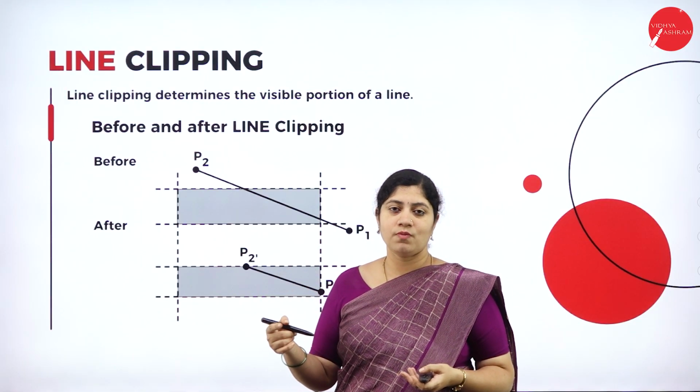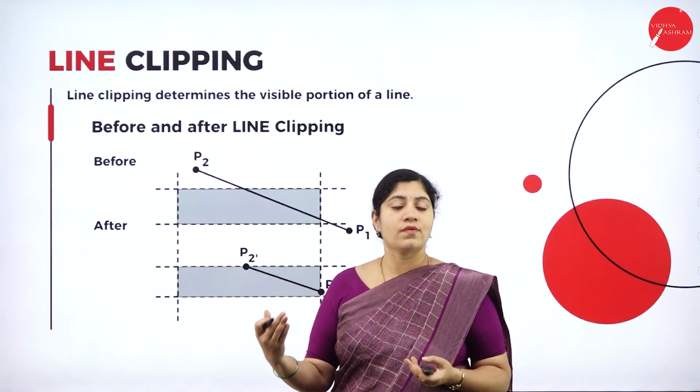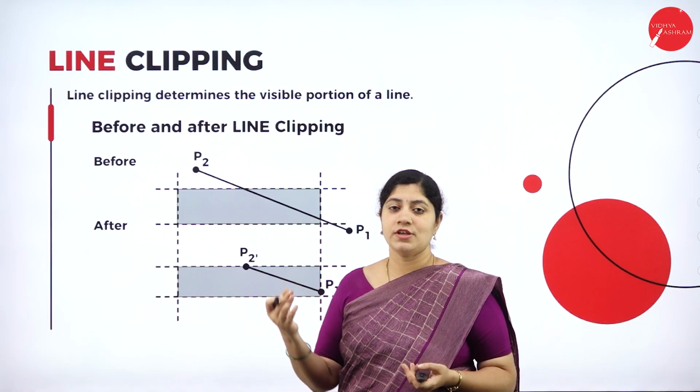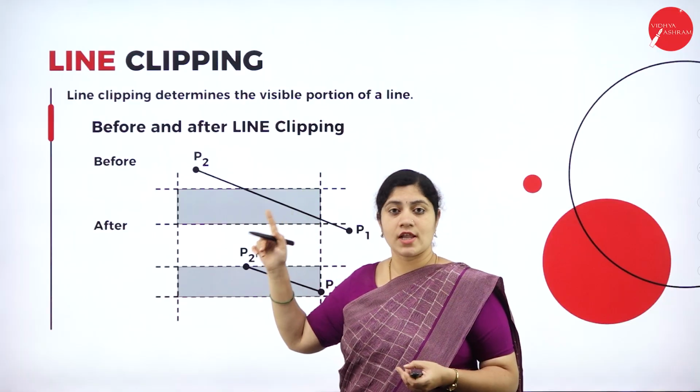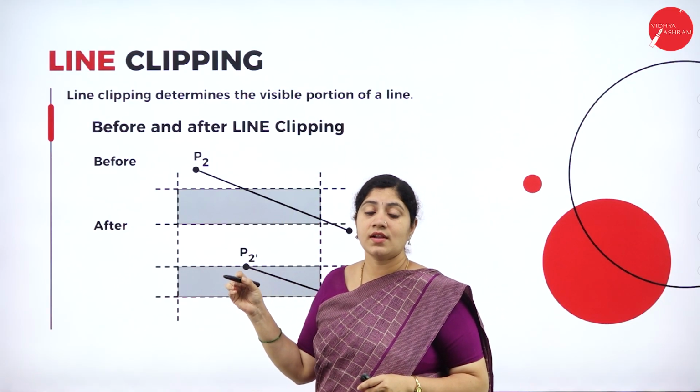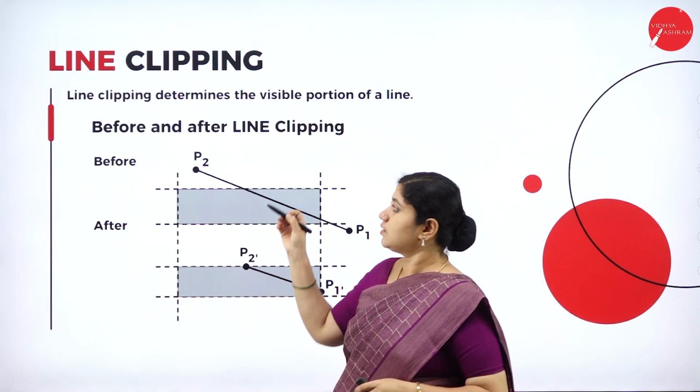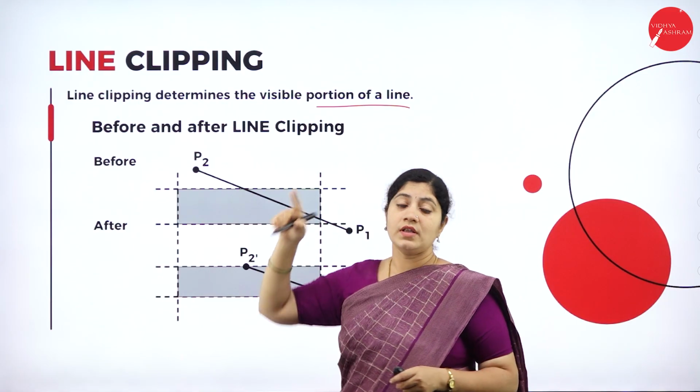So we have to go with clipping most of the portion of an image. That is considered as line clipping. Thus we can say that line clipping determines the visible portion of a line.